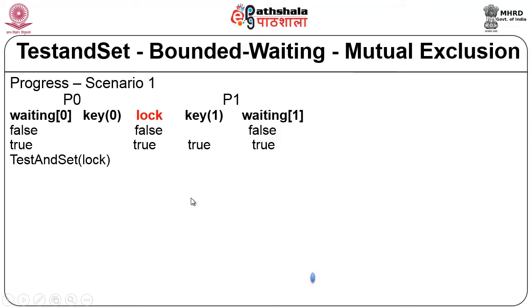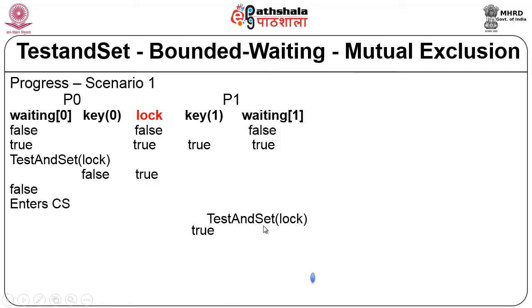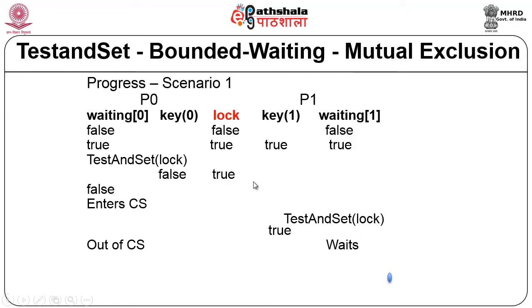And then P0 executes a test and set of lock. That will change the value of key to false and lock becomes true, and it changes the value of waiting[0] to false and it enters the critical section. And the next process P1 again executes test and set of lock. It finds that lock is true and hence the value of key remains true and it waits. And P0 comes out of the critical section.